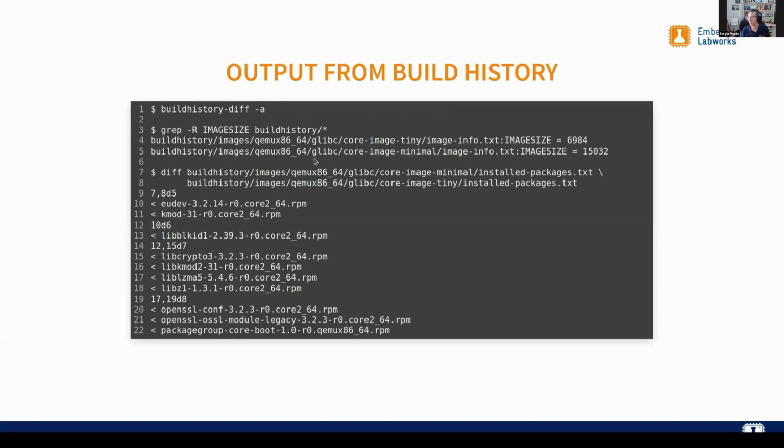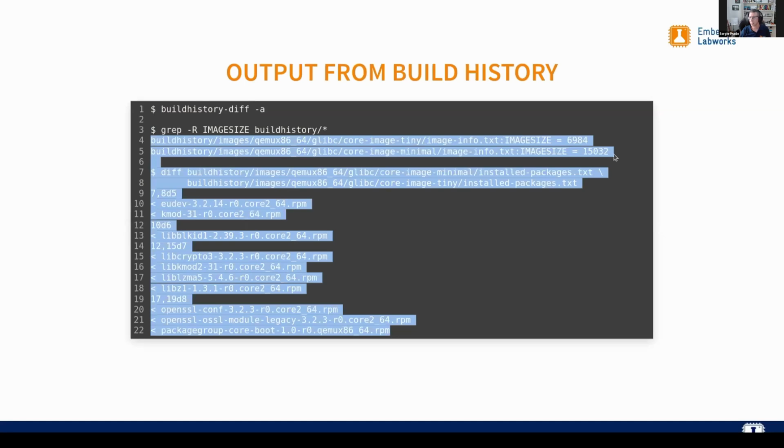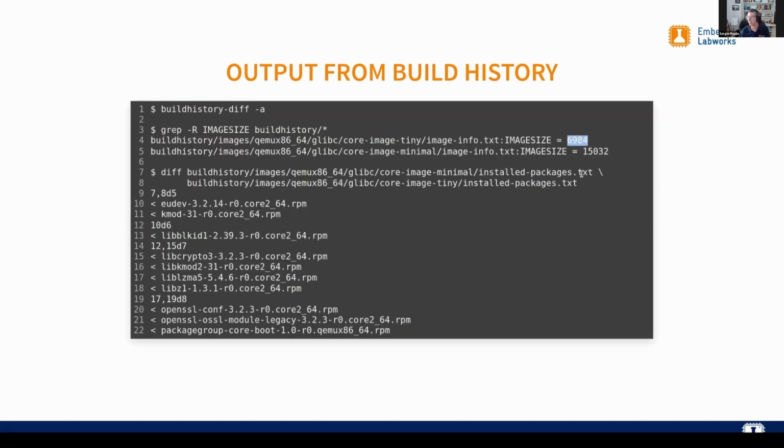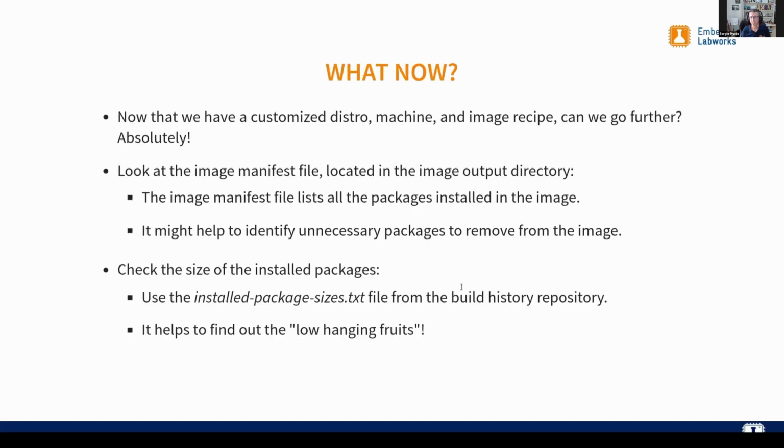If we look at the output of buildhistory, we can also see the difference in size. We basically cut the image size by half. We can also see the packages that were removed. Very nice. Can we go further than that? I mean, we created a custom distro, a custom machine, a custom image recipe.